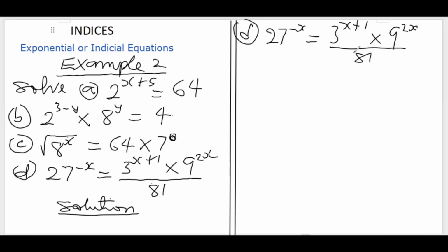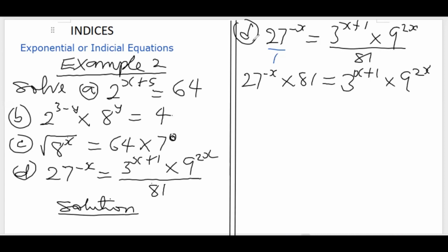If you don't want to do that, since this one is in fractional form, you can cross multiply to clear the fraction. You see this 27 as over 1. So when you cross multiply, 81 will go to the other side to multiply this. So you have 27 to the power of negative x multiplied by 81 equals 3 to the power of x plus 1 multiplied by 9 to the power of 2x.